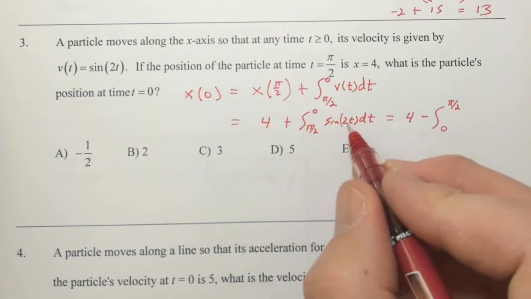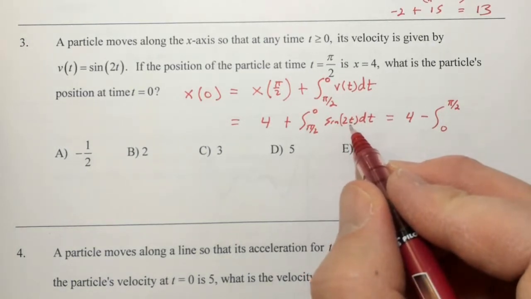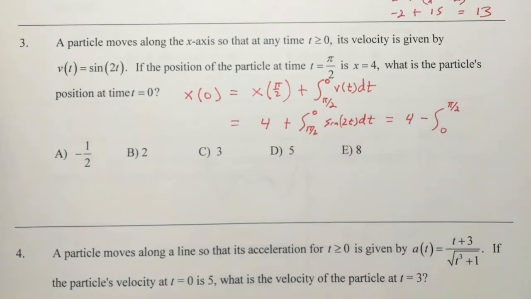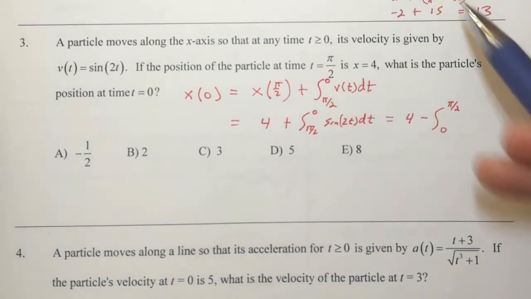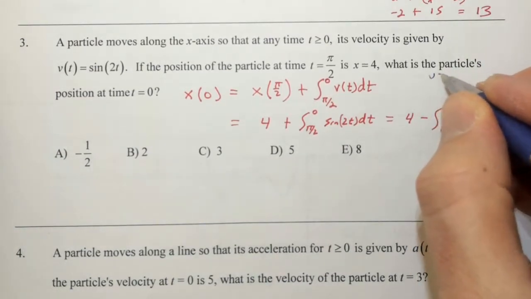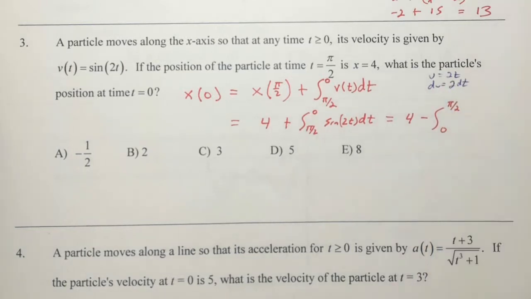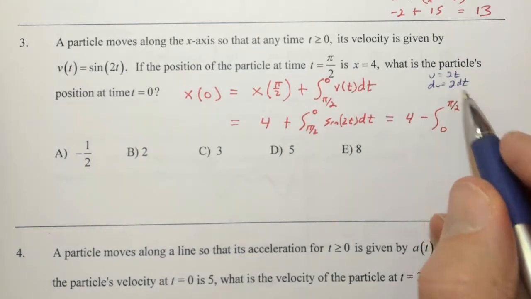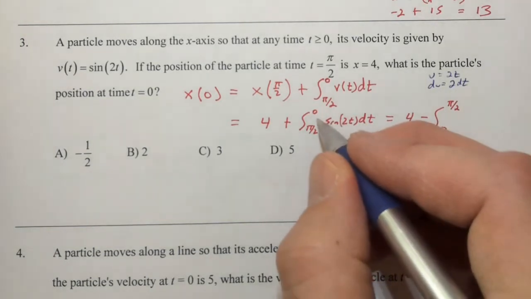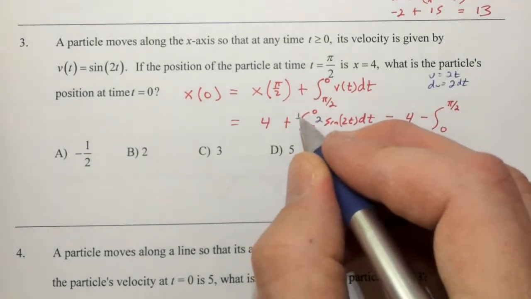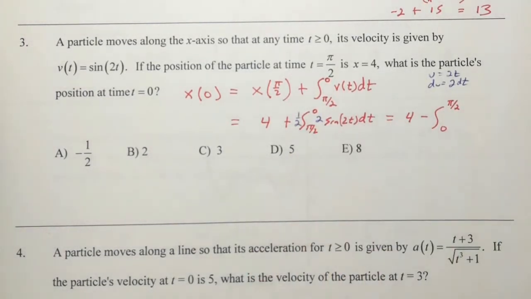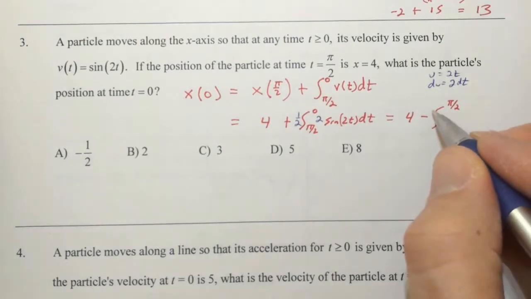The other challenge we have here is we have sine and an inner function that's more than just t. So what we're looking at is basically something like u is equal to 2t and du is equal to 2 dt. We need a 2 here, which we don't have, so we have to put a 2 in, and we have to put a 1/2 out front.